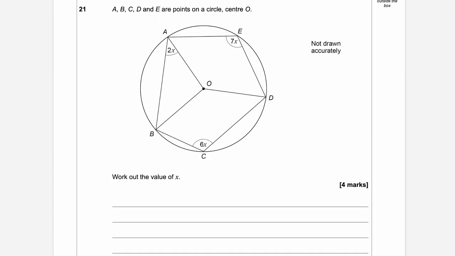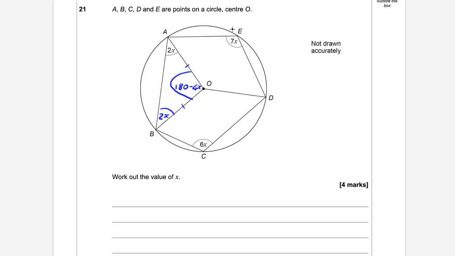Question 21. A, B, C, D, and E are points on a circle. Work out the value of x. Thankfully, guys, we don't have to give the reasons. It's not a quadrilateral, guys, so I can't do opposite angles in a cyclic quadrilateral. What I can do, though, is I know at least that these two are the same because they're both radii. So this is an isosceles triangle, which means this is 2x, and then this is 180 minus 4x, because they add up to 180 because it's a triangle.